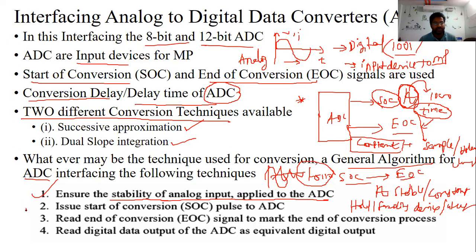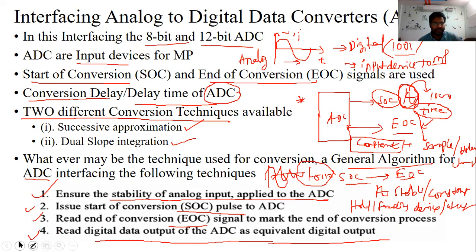What is the second one? It can be the start of conversion and end of conversion. Both in the successive approximation method as well as the dual slope integration method, you use the start of conversion as well as the end of conversion. Again, the fourth point is to read the digital data output of the ADC, equivalent to the analog input. So this is the central algorithm for converting analog to digital.